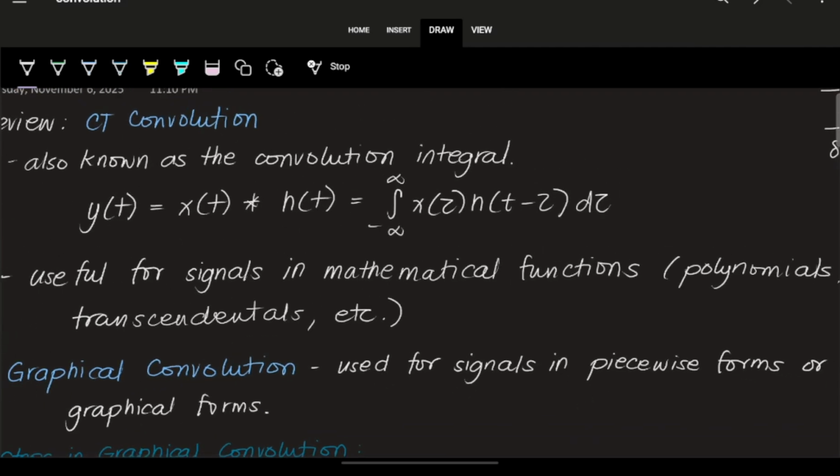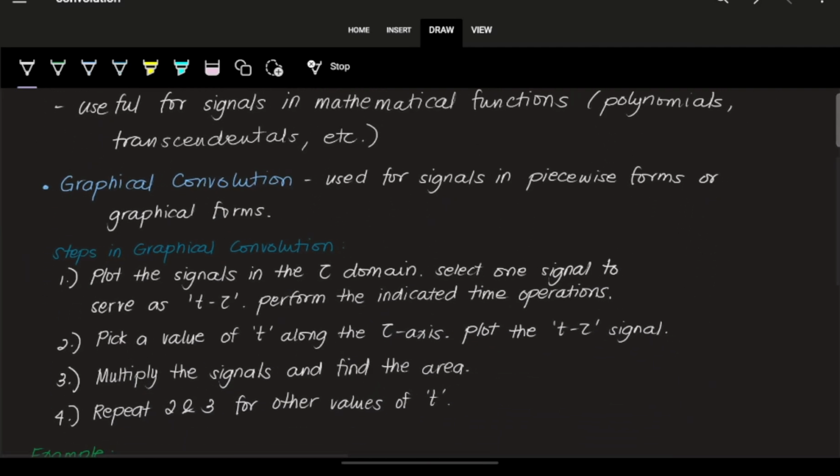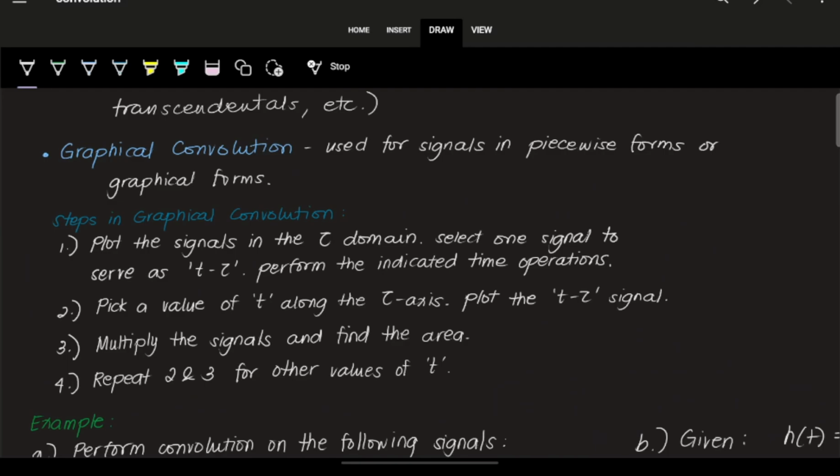So this convolution integral is very useful for signals in mathematical function forms, so yung mga polynomials, transcendental, yung mga sine and cosine, etc. Pinakagamit na gamit sa convolution integral. However, hindi naman lahat ng signals natin are always defined by mathematical functions. So there are signals na in the form of piecewise forms or graphical forms. So doon naman papasok yung tinatawag natin na graphical convolution.